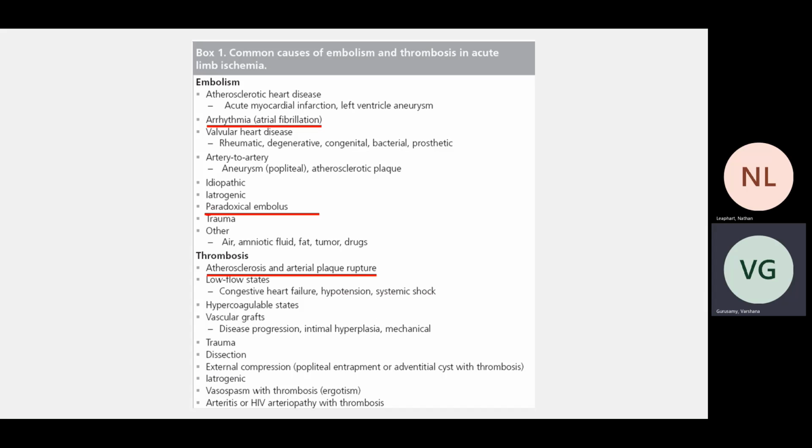And then again, just breaking it down by causes. Typically what you think about here is somebody with AFib, and this thrombotic PAD is somebody who's had some baseline atherosclerotic disease, and then they've had a plaque rupture.